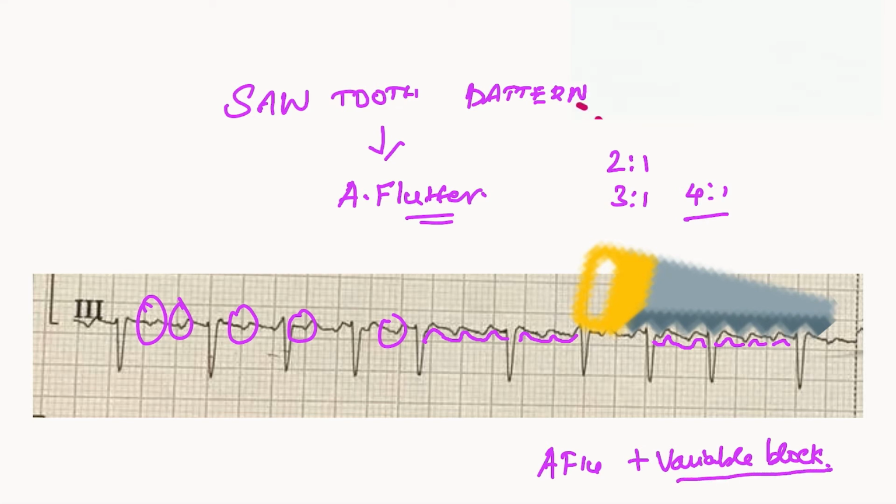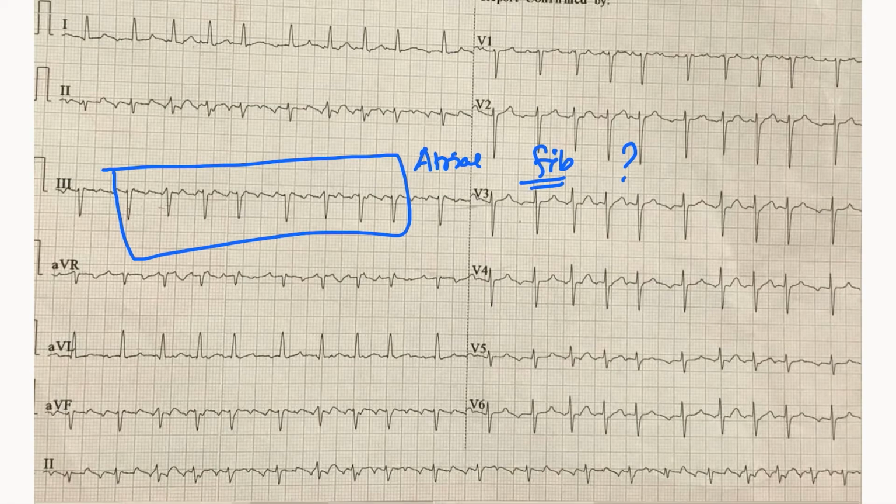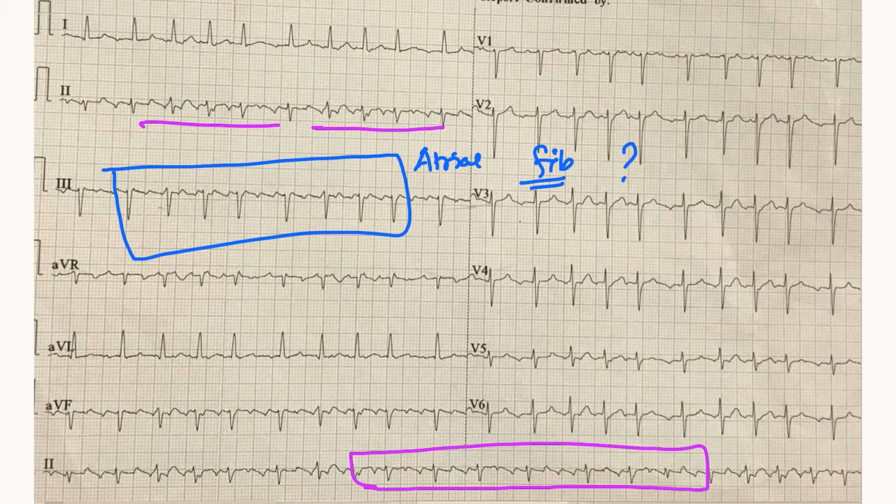Having a variable block allows variable impulse conduction from atria to the ventricles. That's why the RR interval continuously varies. We will go back to the ECG. You can note that there is an undulating baseline here also, and flutter waves are visible predominantly, and they are pointed and have a sawtooth pattern also. Since the RR interval is variable, we can make a diagnosis of atrial flutter plus variable block.